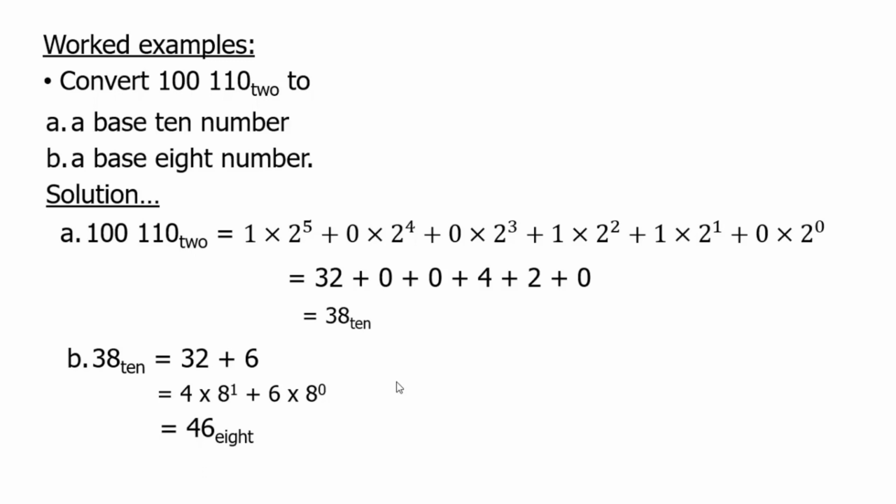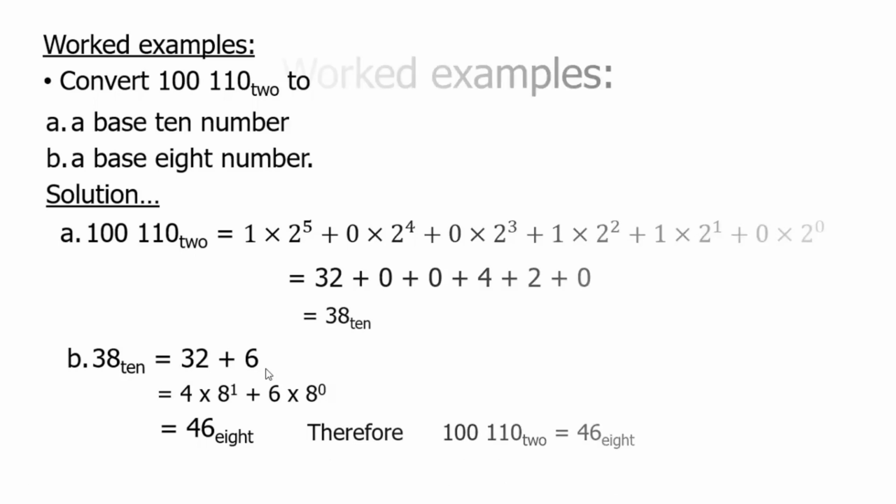46. Now, in this B, what we did shows that when converting between bases, it is usually easiest to find the equivalent base 10 number as an intermediate step. So that was what we did. You see, we split 38 into 32 plus 6. Do you understand? Okay, I believe you understand. Alright, so therefore, that is 46 base 8.